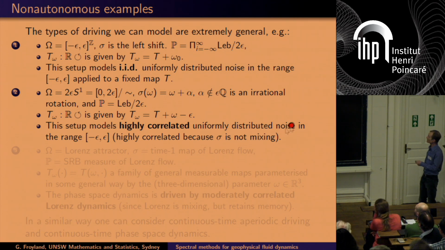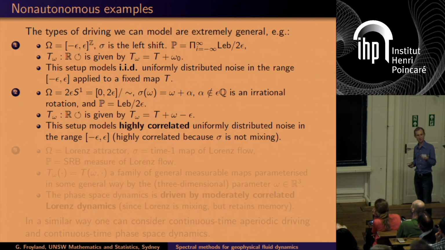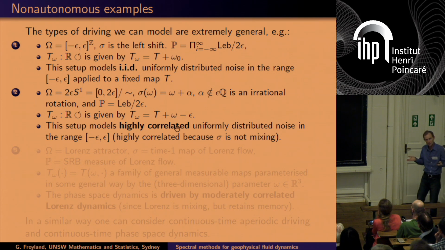It's still uniformly distributed in this range, but it's highly correlated because this rotation map, in ergodic theory, we would say it's ergodic, only it's not mixing. It has very strong memory, and so, in a memory sense, the noise here is the opposite of what you have here. Here it's memoryless, here it has very strong memory, but it's still uniformly distributed.